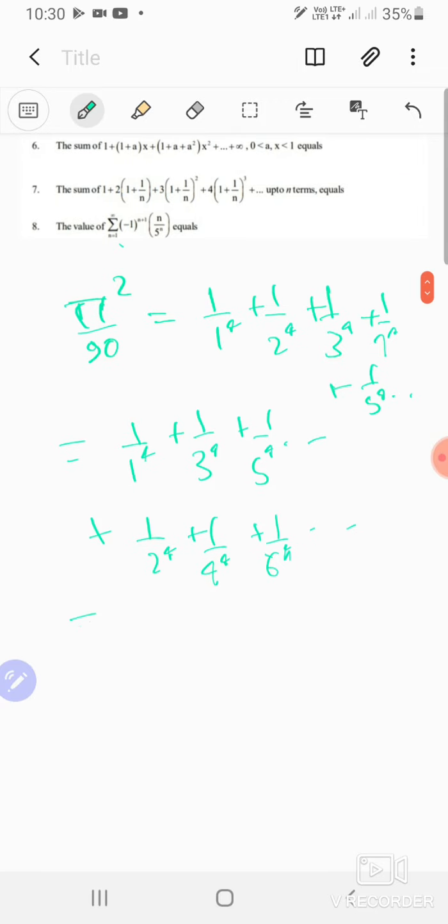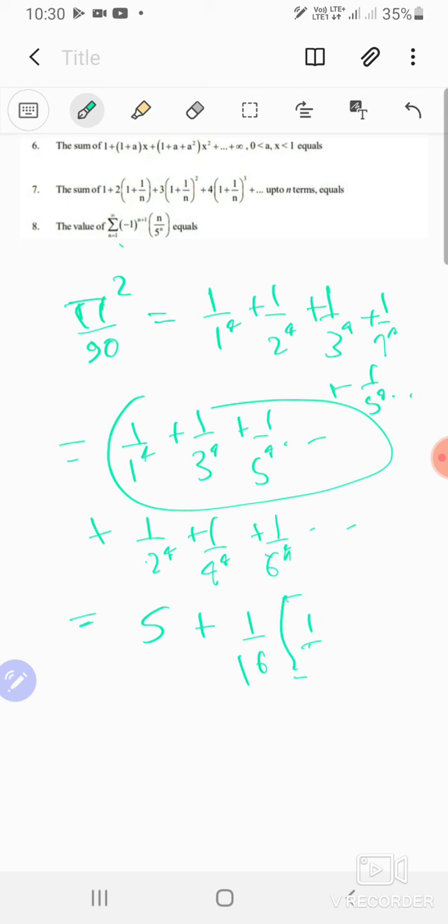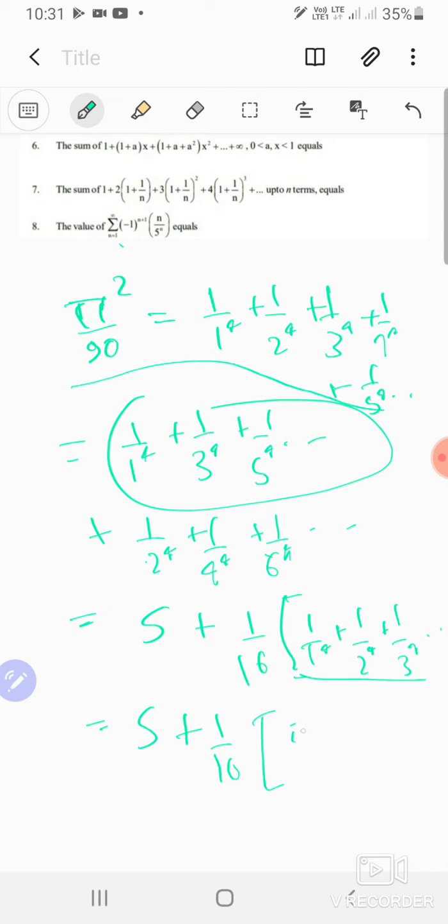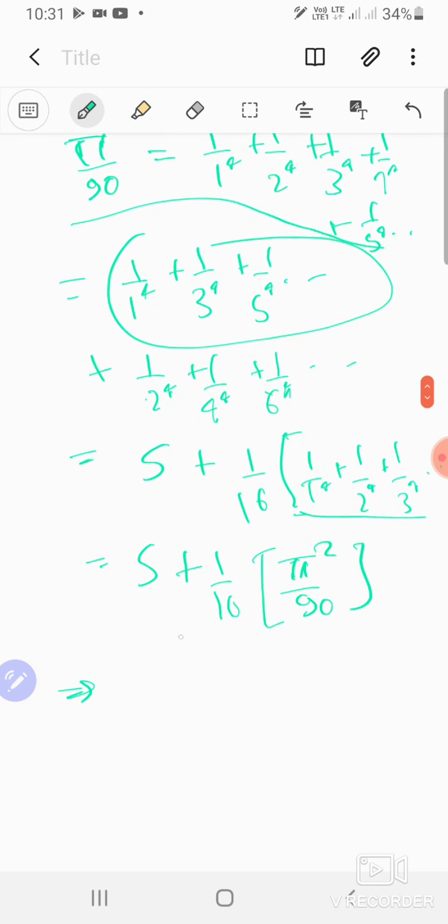Now call this thing s, so it's s plus 1 by 2 to the 4th, that is 1 by 16 of 1 by 1 to the 4th plus 1 by 2 to the 4th plus 1 by 3 to the 4th, going like that. So s plus 1 by 16 of, have we seen this before? Yes, we have. Look at this first statement, pi to the 4th by 90. So that gives me s equals 9 by 10 of pi to the 4th by 90.